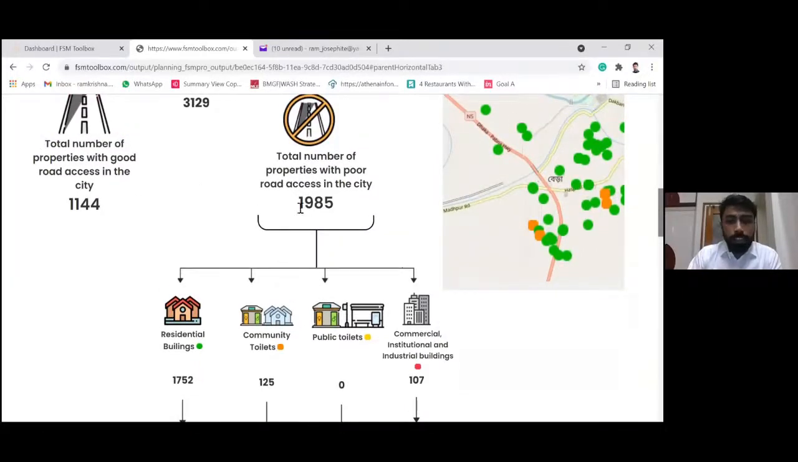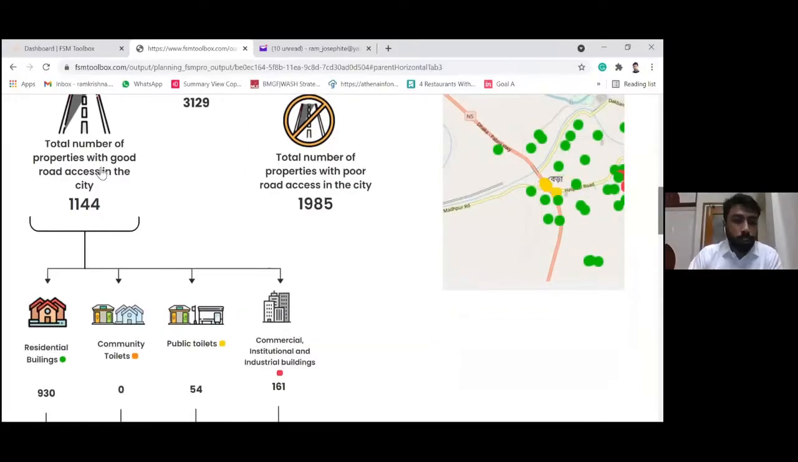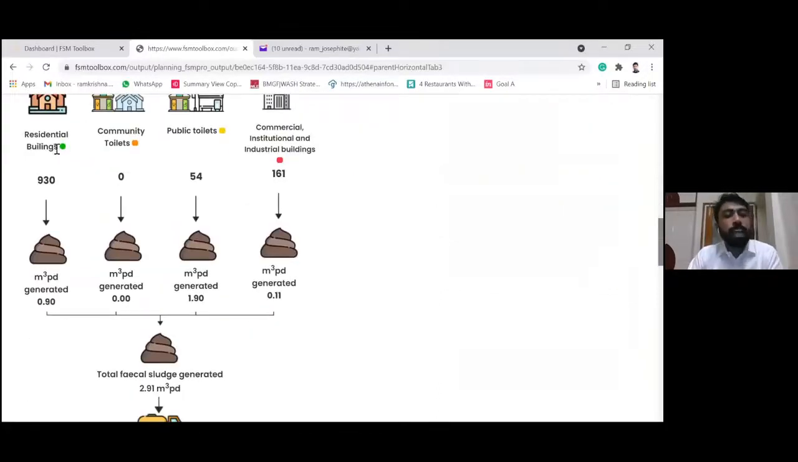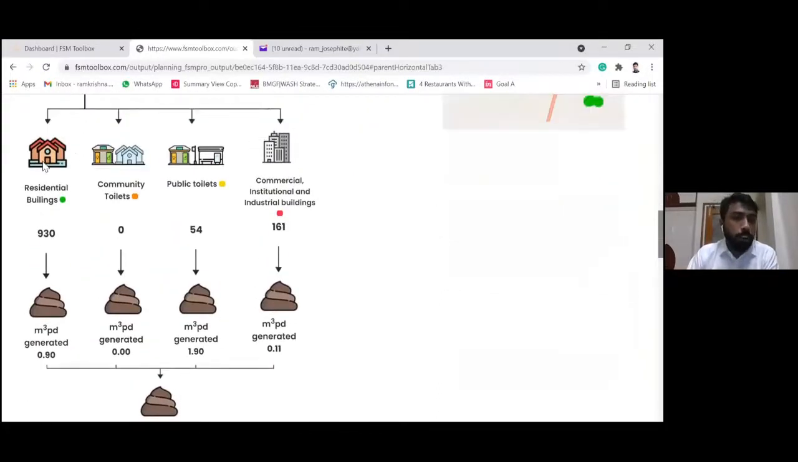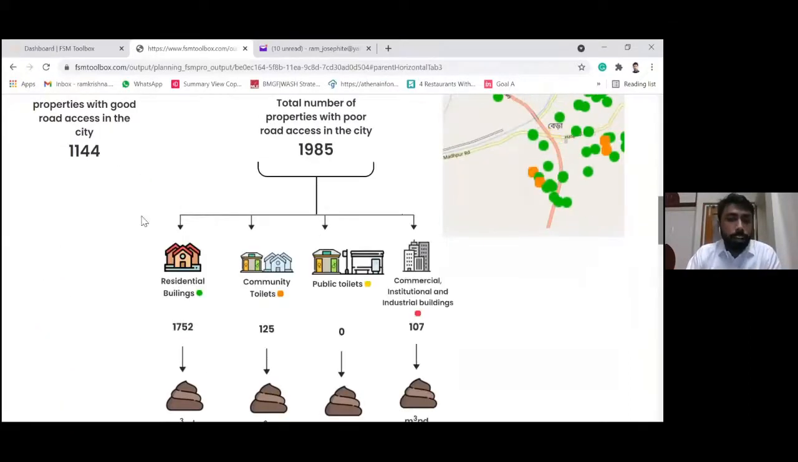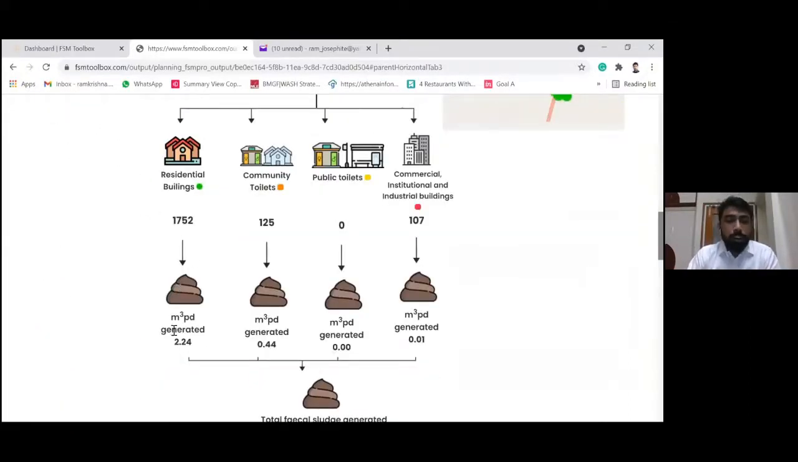For example, there are close to 2,000 households located in poor road access within the city. You can click on this and it will show you the properties with good road access, and for each type of system or each type of infrastructure, it shows the total fecal sludge generated from that particular category of households or building property.